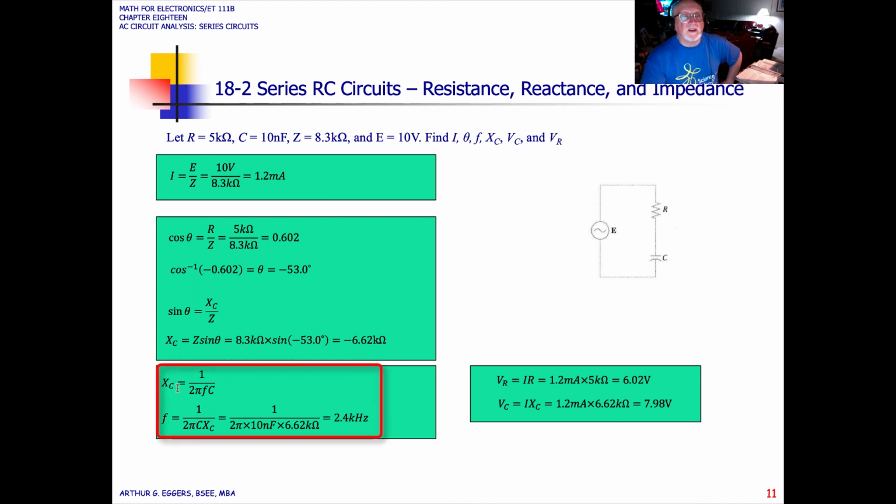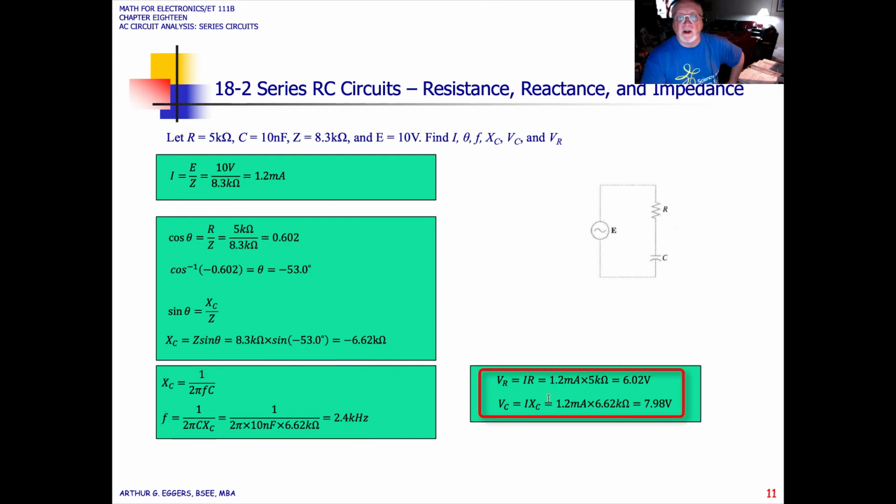We can then take the expression that we've been using for capacitive reactance, 1 over 2 pi f C, rearrange the terms so that we can solve for f. So we just swap in places there. Plug in our values, 2 pi, 10 nanofarads, 6.62 k ohms of reactance. We get 2.4 k hertz of frequency for this circuit.